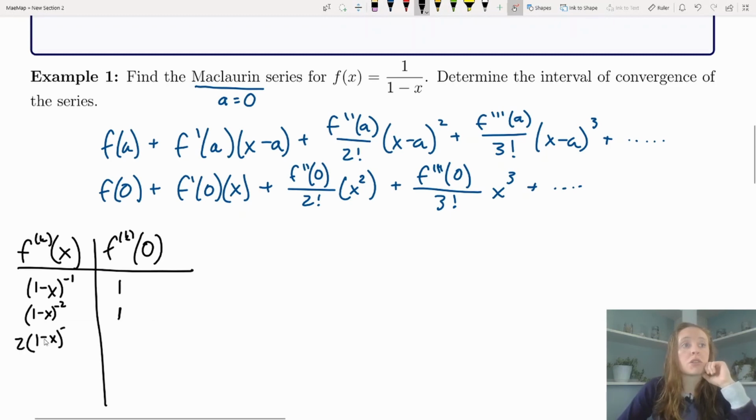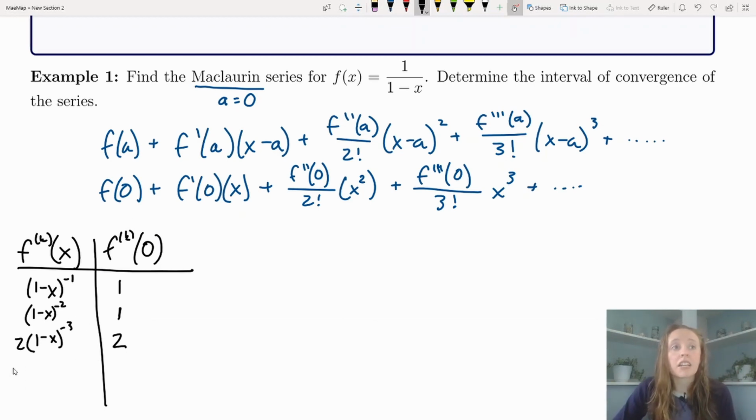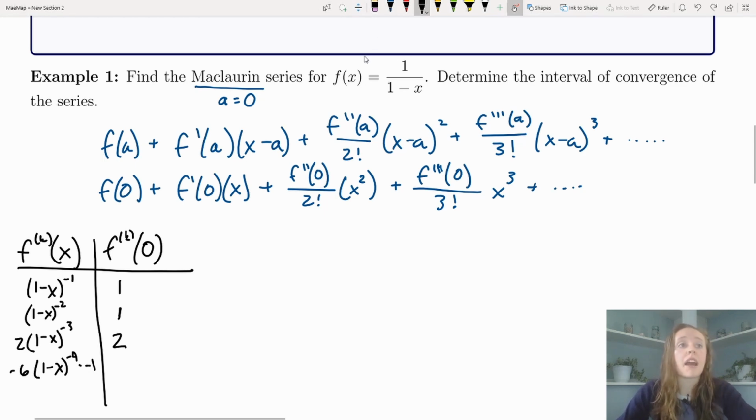So this will be 2 times 1 minus x to the negative 3. 1 minus 0 to the negative 3 is a positive 1. 2 times 1 is a positive 2. And then lastly, let's take that third derivative. So dropping that negative 3 down, negative 3 times 2 is a negative 6 times 1 minus x to the negative 4, and that's all multiplied by a negative 1. So again, negative times negative, that's going to be a positive. And 6 times 1 minus 0 to the negative 4 is a positive 6.